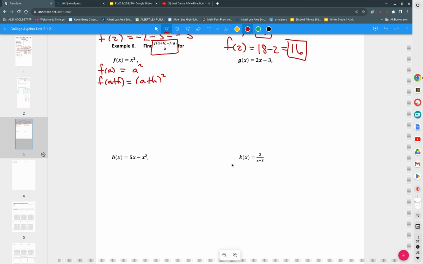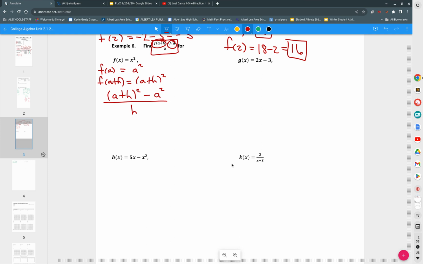Now, I know that that seems pretty straightforward, but are there any questions? Because that's actually the spot that most people mess up on. Okay, so we're going to take the f of a plus h, which is that. So I've got a plus h quantity squared. And then I'm going to subtract f of a. So I'm going to subtract a squared, all divided by h. That's the expression we'd like to simplify.